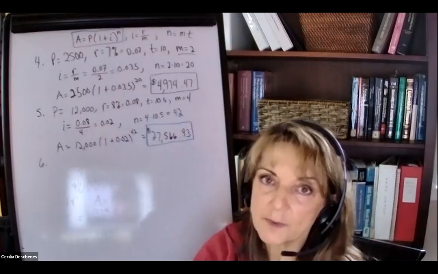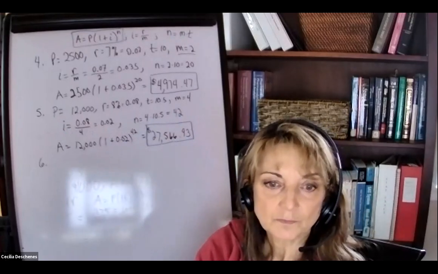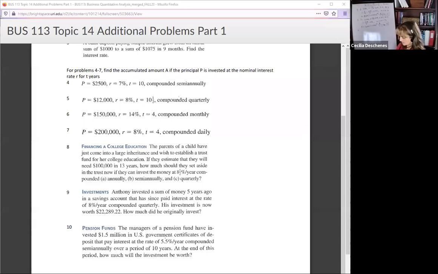Okay, so now let's go back and look at what problem number 6 was. So problem number 6 tells us that the principal is 150,000 this time.